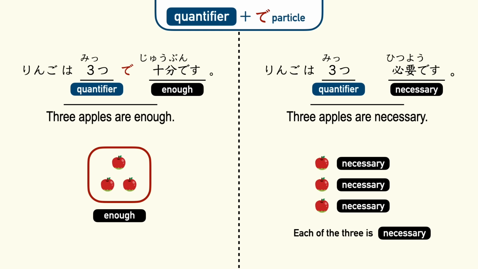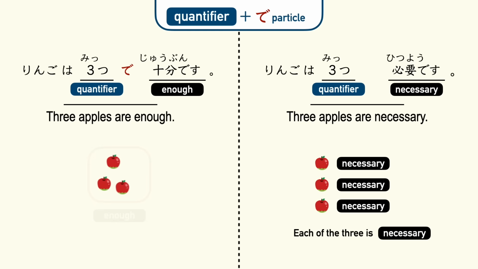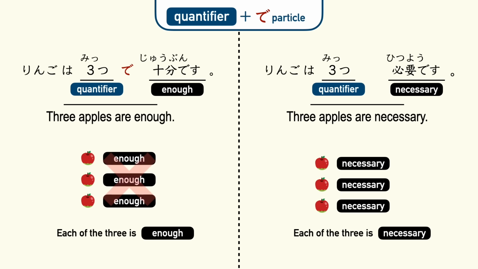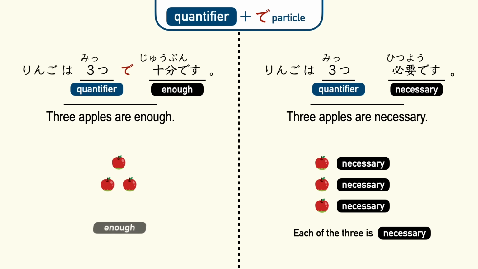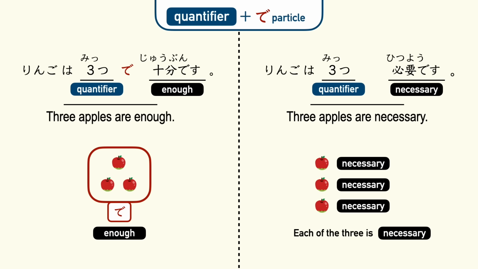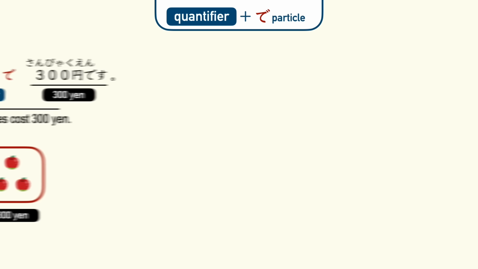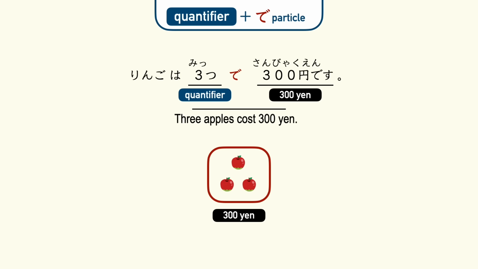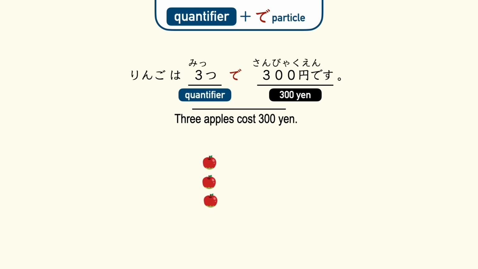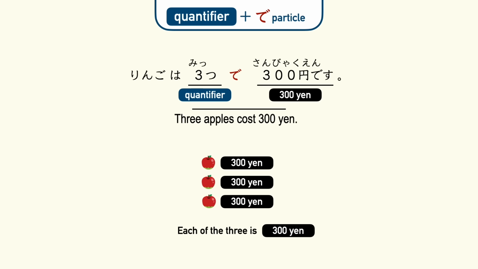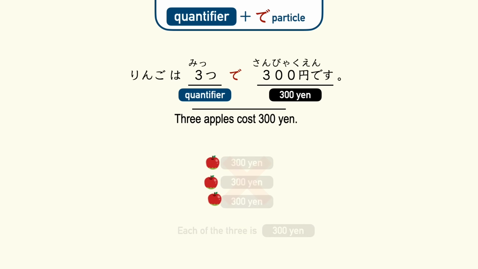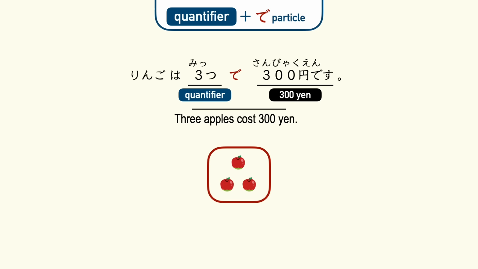While you can say each one of the 3 apples is necessary, you cannot say each one of these 3 apples is enough. It's enough only when there are 3 apples. So we say リンゴは3つで十分です。This boundary serves a purpose. Alright, let's look at the earlier example again. リンゴは3つで300円です。3 apples cost 300 yen. Here, this de is needed because you're not saying each of these 3 apples is 300 yen. No, you're saying 3 apples together cost 300 yen.